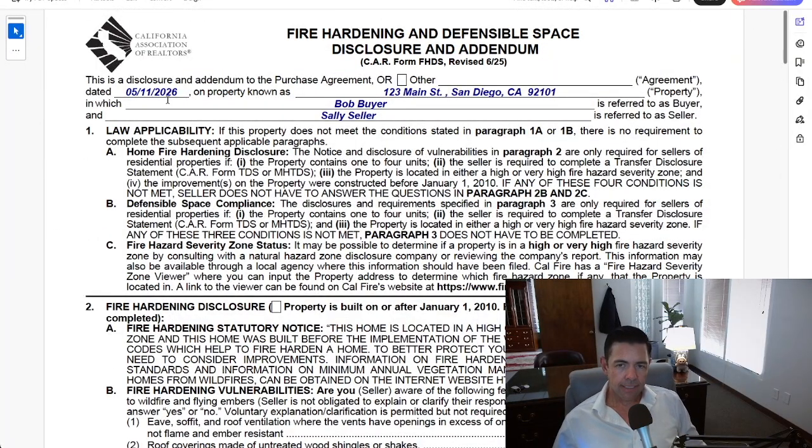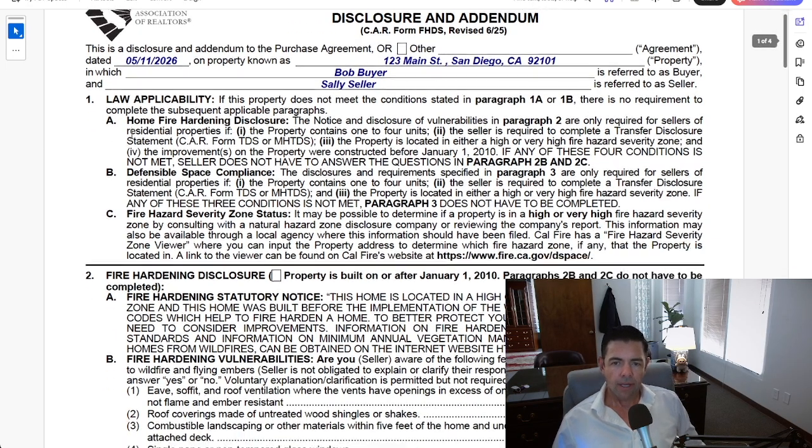And you start by putting the date of the contract, of course, property address, names of the buyer and seller. And then it tells you whether or not this form even applies to your transaction because you may not even need to add this form. And then it outlines 3 criteria.